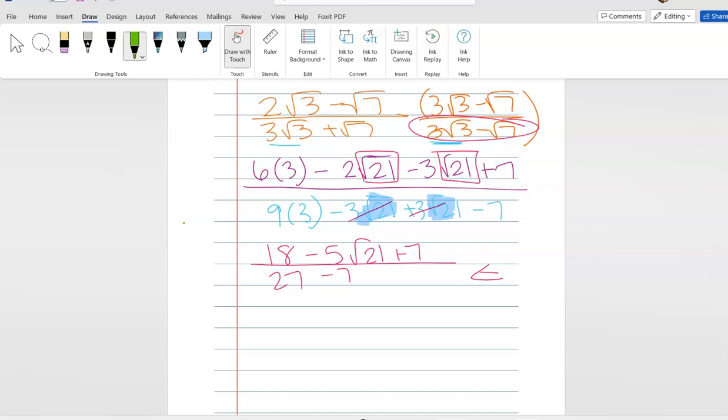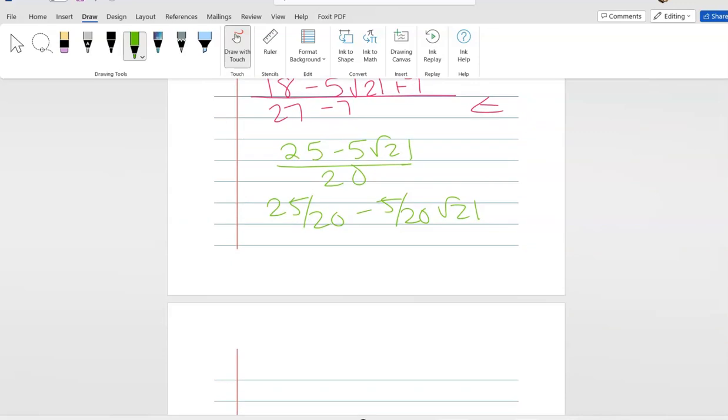So I have 18 plus 7, which is 25 minus 5, radical 21. And then this is 20, 27 minus 7. So let's see here. Now I'm going to turn this. This is 25 20ths minus 5 20ths, radical 21. So let's see here. I'm going to end up with 5 fourths minus 1/4 radical 21. So I could leave it like that.